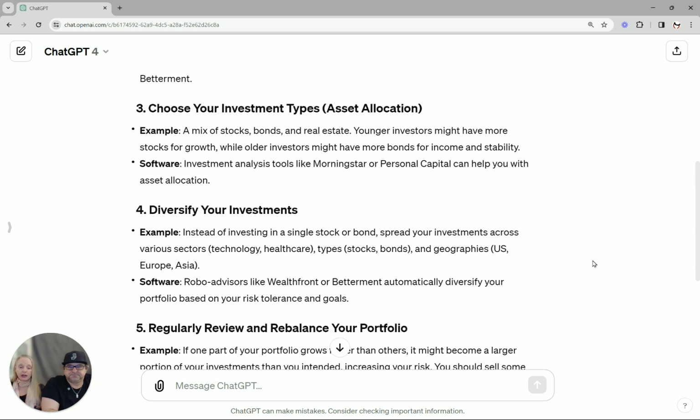Okay, diversify your investments. Instead of investing in a single stock or bond, spread it out. Various sectors, technology, healthcare. What kind are you going to invest in? Is it going to be a stock? Is it going to be a bond? Is it going to be here in the U.S. or is it going to be on the other side of the world? So you have to decide. Are you going to be in ETFs? What is it that you're going to go after? Are you going to be in commodities? Are you going to be in futures? There's a whole bunch of terminology out there.